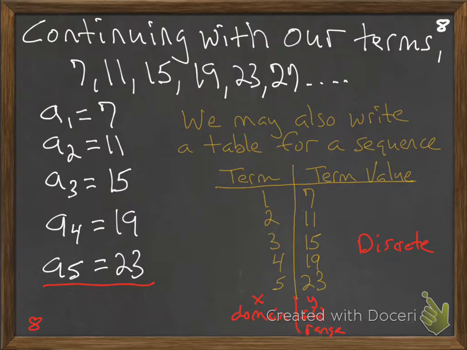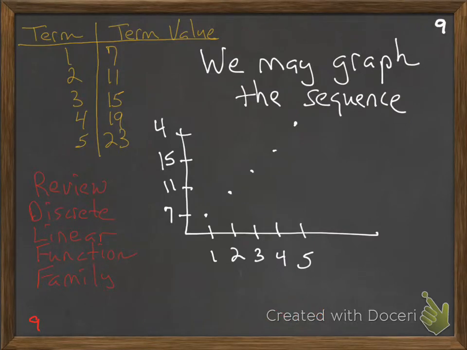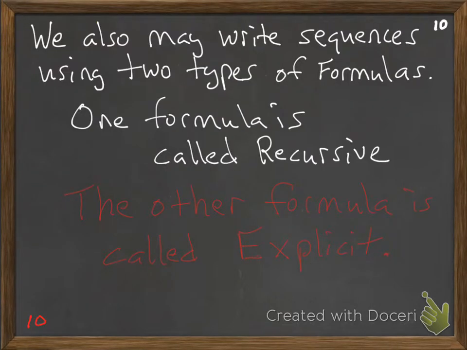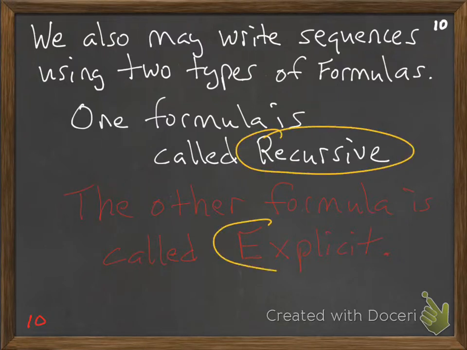And if you can think about some of your experiences, because math is experience-based, you know that once we have a table, we can also make a graph. So those are two ways that we can represent a sequence. Now we also write sequences using two types of formulas. One is called the recursive formula, and the other is called the explicit formula.